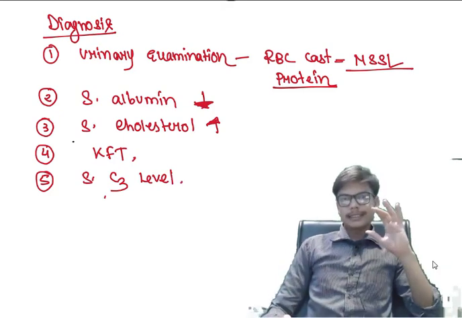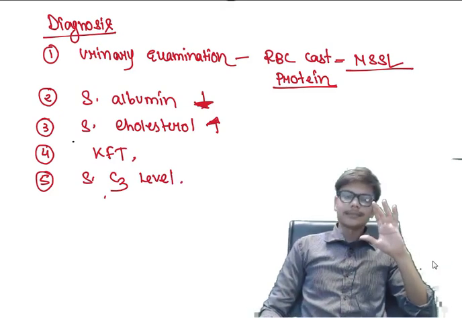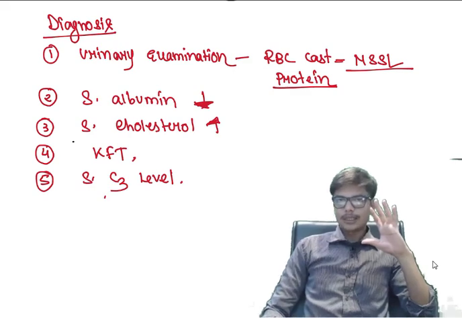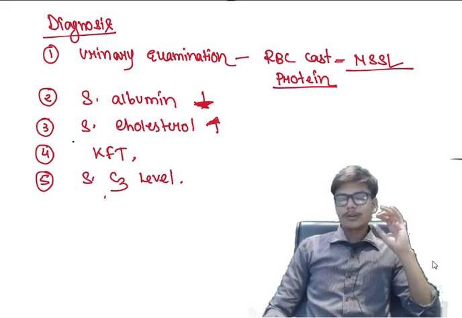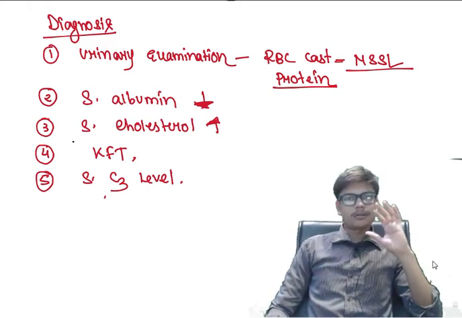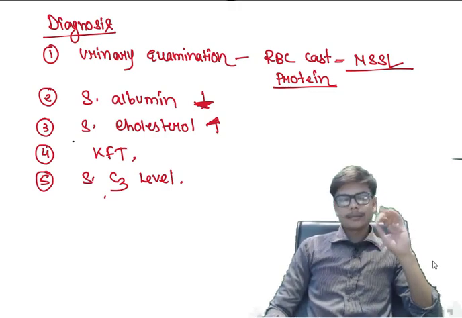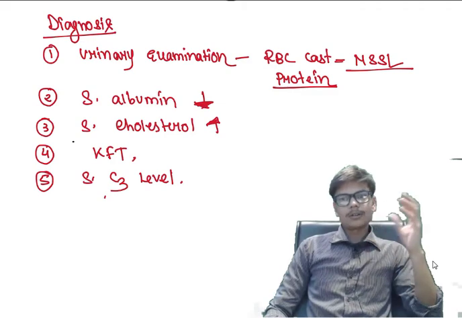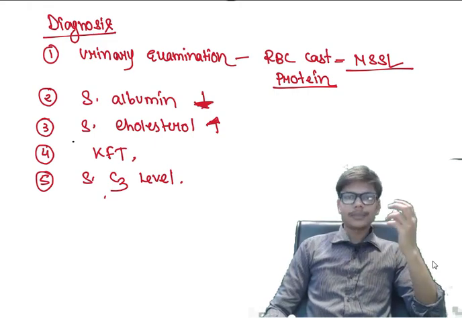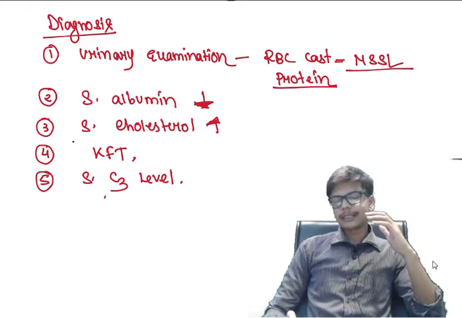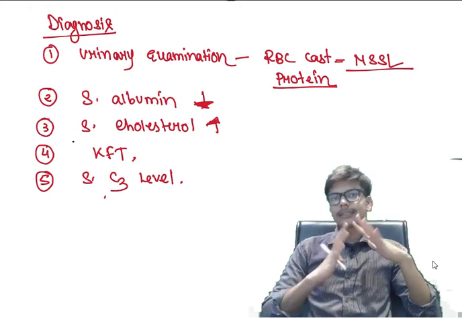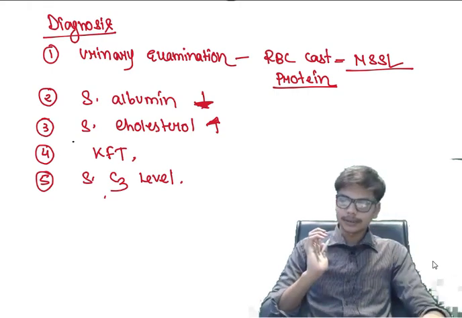As I told you, serum C3 level helps us differentiate between nephrotic syndrome with significant lesion and minimal change nephrotic syndrome. In minimal change nephrotic syndrome, there is no deposition of complement in the basement membrane of the glomerulus, so there is a normal serum level. But in nephrotic syndrome with significant lesion, the serum complement is deposited in the basement membrane, so when you check the serum complement level, it will be decreased. So serum C3 or serum complement level helps guide us to differentiate between nephrotic syndrome with significant lesion and minimal change nephrotic syndrome.